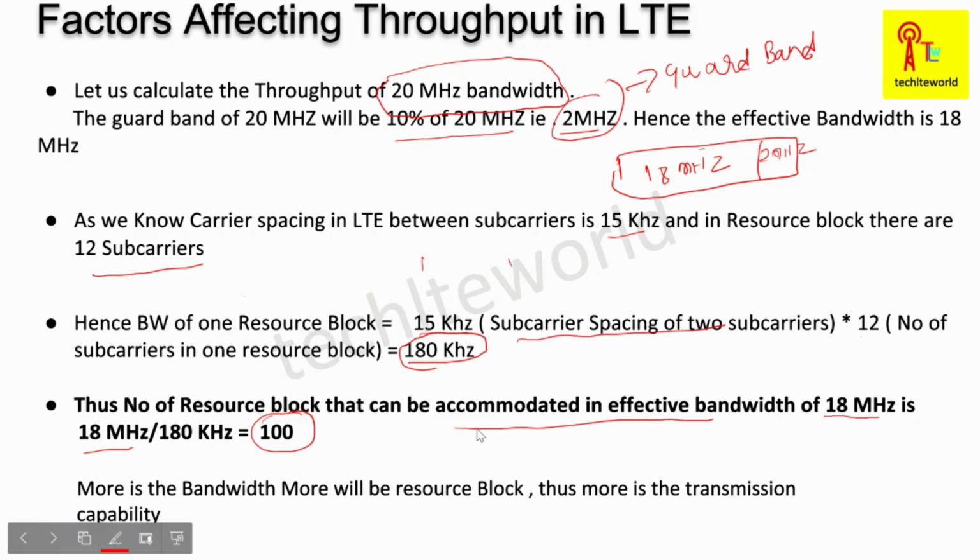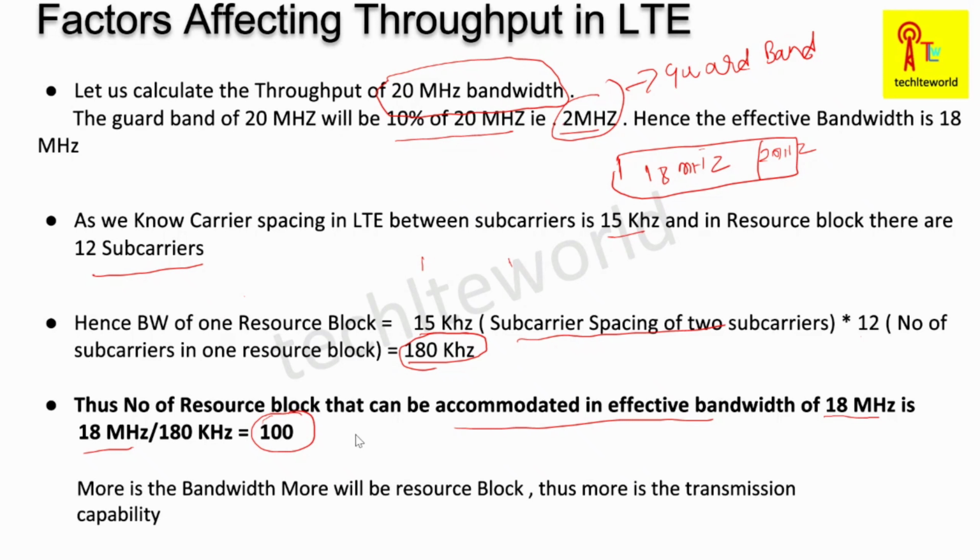In a similar fashion, we can also calculate the effective bandwidth, or the number of resource blocks, for other bandwidths as well. As I told you, besides the 20 megahertz bandwidth, there are certain other bandwidths which LTE can support. So for those bandwidths, we can also have different resource blocks. The most important point to take note of is that the higher the bandwidth, the more resource blocks. So this is the maximum number of resource blocks it can accommodate, because 20 megahertz is the maximum bandwidth which LTE can support.